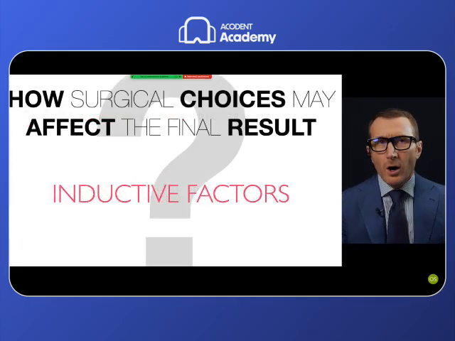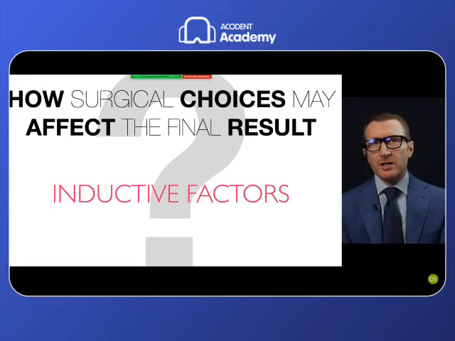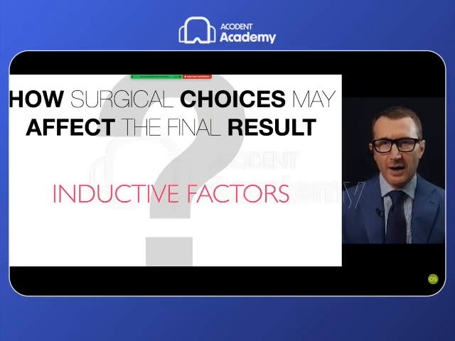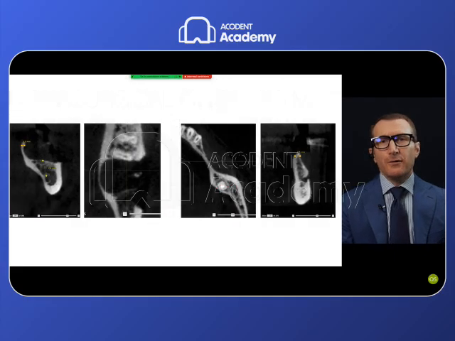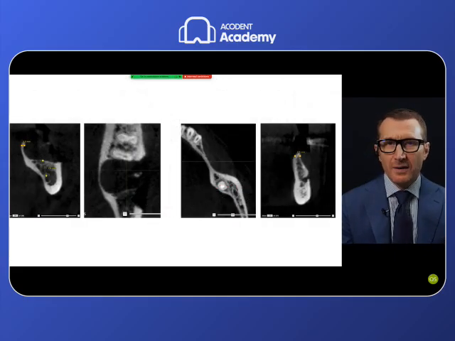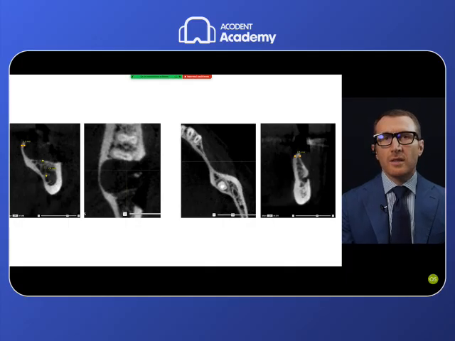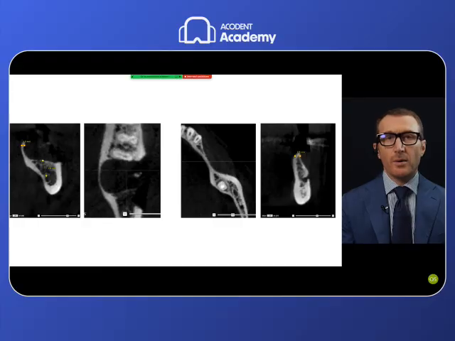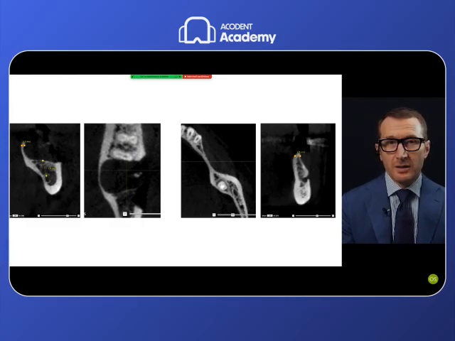So, what about inductive factors? How can our surgical choices improve the effect of the inductive factors? Now, if you are looking at the defect, we should look at the geometry of the defect. We should look, as we said, at the number of walls of the defect, because the number of walls will represent the sources for new bone formation. And we must look also at the distance between the walls.